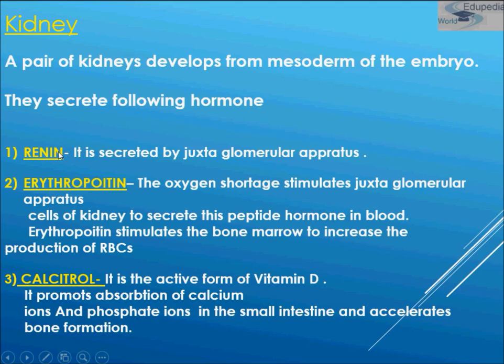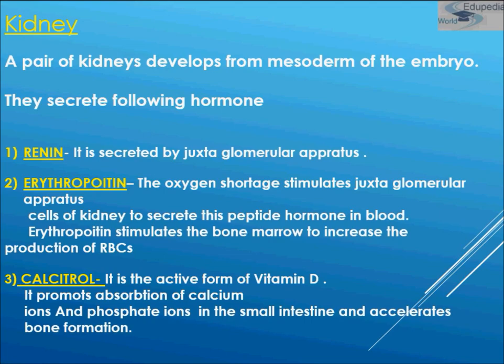Okay, what does renin do? It is secreted by juxtaglomerular apparatus. Students, I have already taught you about the kidneys in my chapter excretion and osmoregulation. So please refer to those presentations for the better understanding. So what does renin do? Renin is secreted by juxtaglomerular apparatus which is present in kidneys. Renin's role is already discussed in excretion and osmoregulation chapter. Okay, please refer to that presentation. Now the second hormone is erythropoietin.